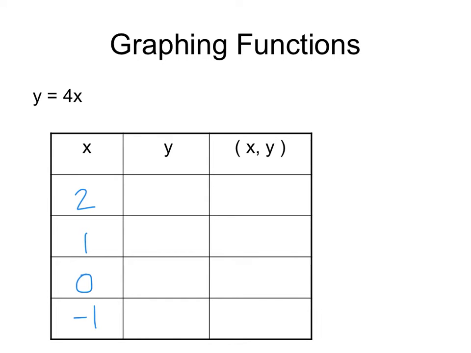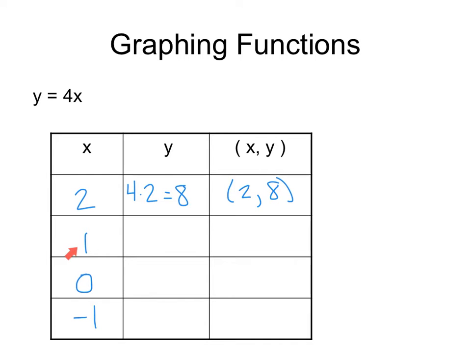Now, I need to calculate what y is. So wherever I see x, I'm going to put these values in for x, and then I'm going to calculate what y is. So for the first one, I'm going to have 4 times 2, because I'm putting 2 in for x. 4 times 2 is 8. Now, I have a value for an x and a value for y, and I know that in order to graph something, I need an x and y ordered pair. So I have that now. The value for x is 2, and the value for y is 8.